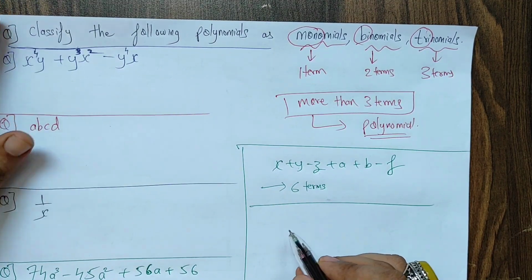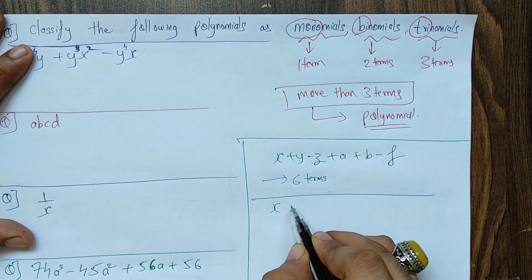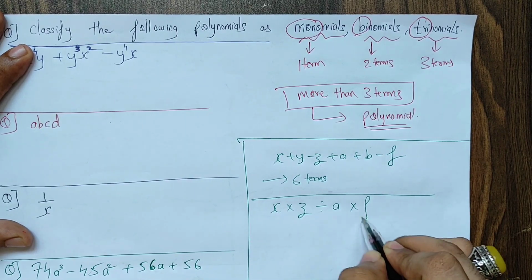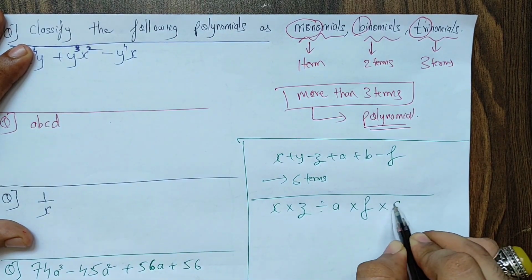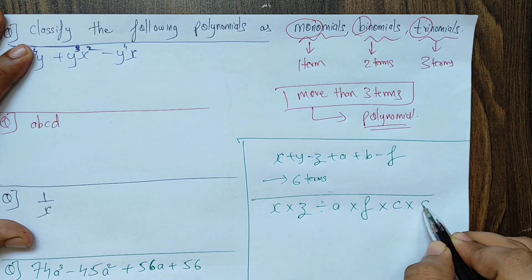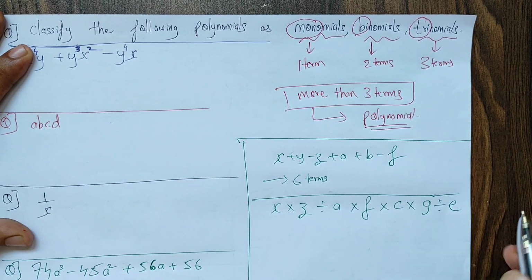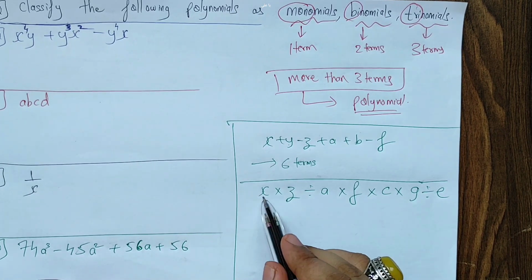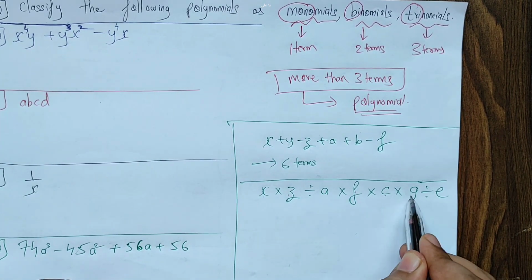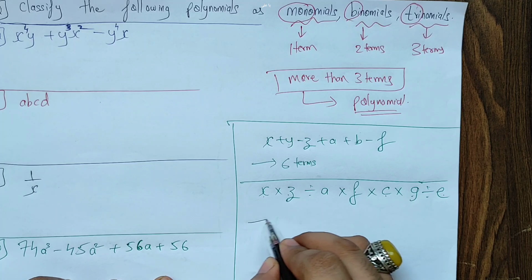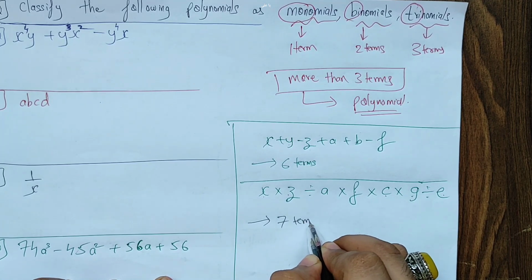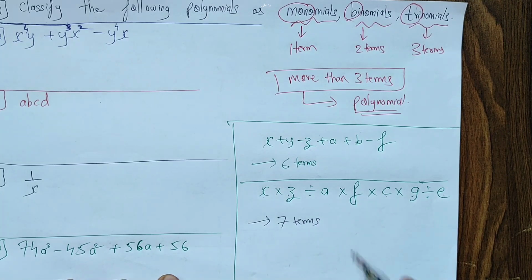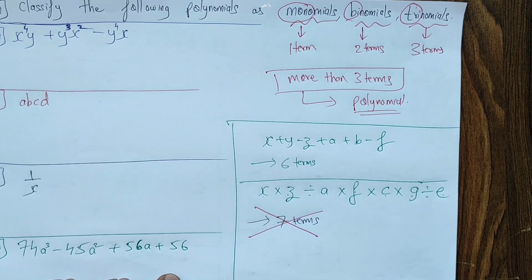Now once again, I want to give another example. x multiplied by z divided by a multiplied by f multiplied by c multiplied by g divided by e. Now tell me how many terms we have here. Can I say here I have 1, 2, 3, 4, 5, 6, 7 terms? Here I have 7 terms. It's a big cross over here.